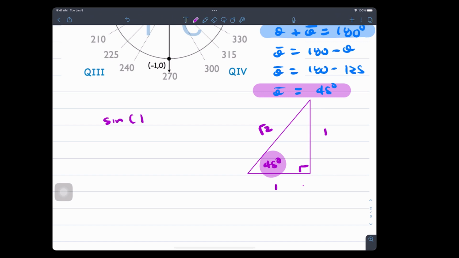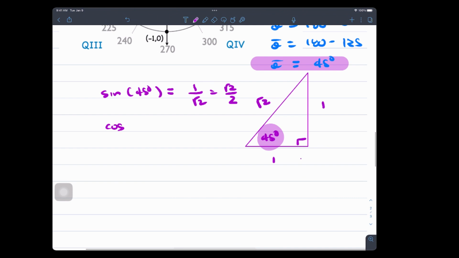Sine of 45 degrees. What's that? Is that 1 over the square root of 2? Square root of 2 over 2. What's cosine, ladies and gentlemen? What's that going to be? 1 over square root of 2. What's this? Square root of 2 over 2. What's tangent of 45 degrees? 1 over 1, which is what? 1. And there it is.